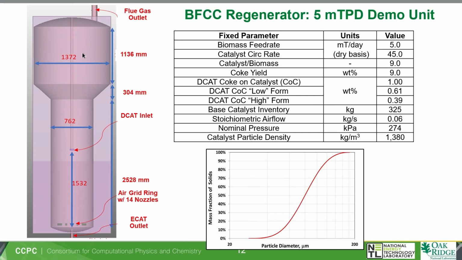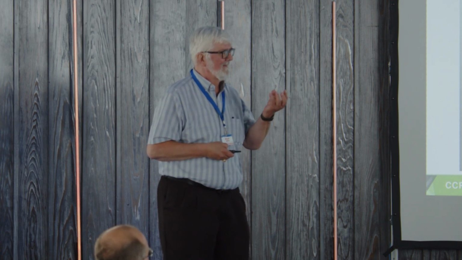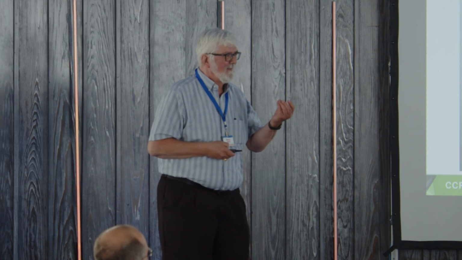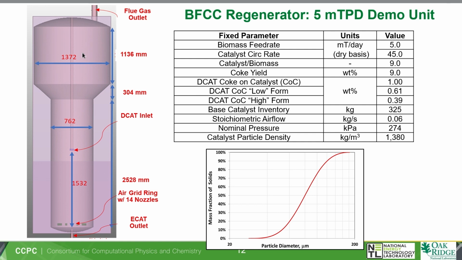And then here are some of the things that we fixed, also based on viable information, okay? The biomass feed rate is 5 tons per day, and the catalyst circ rate, your cat to biomass, is 9. Now, that's way higher than FCC, and that is needed in BFCC, okay? You're no longer just evaporating and converting VGO or even resid. You're actually physically converting solid particles. You need a lot of catalyst in this process. So the cat circulation rate is 45 tons a day, right? Which works out to about 1/2 kilo a second, okay?